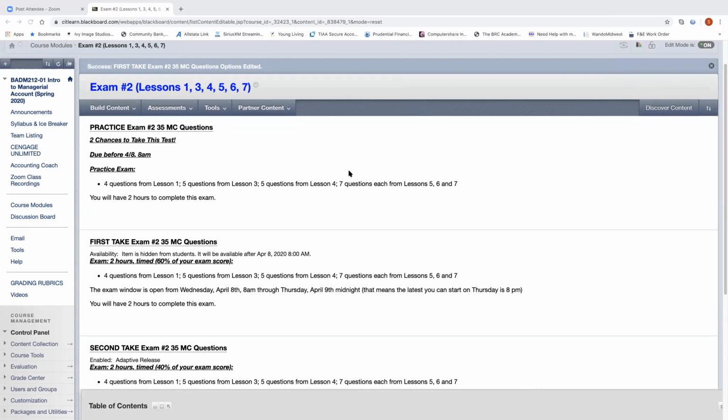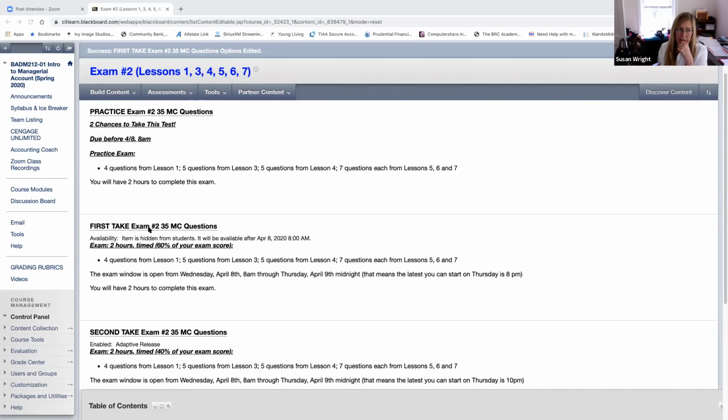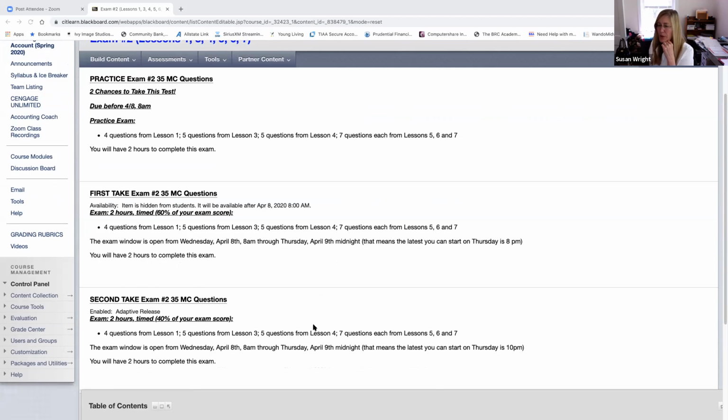So since the practice exams aren't required, can they be like participation grades? They're just a gift. It's a sneak peek at the test. And then remember, once you take those, then come Wednesday morning, you'll be able to see these. And then as soon as you take the first take, then the second take shows. But if you have any questions or problems during the week, just let me know, okay?